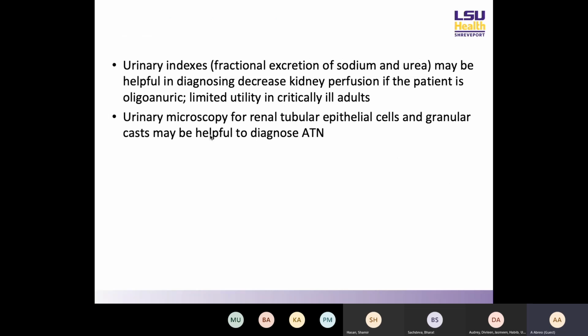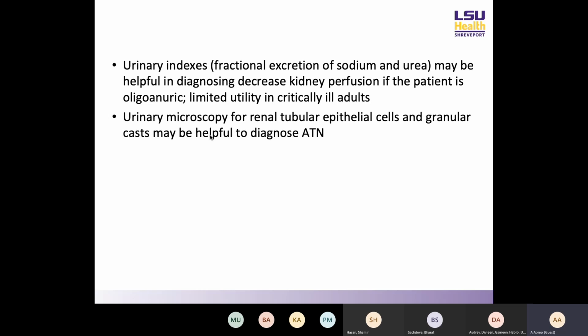So urinary indices can be helpful, but there is a lot of controversy recently. If the patient is oligoanuric, then there may be some utility. There's definitely limitations in critically ill patients. And more recently, when they've looked at these types of laboratory tests, they've actually found that they don't perform very well. Some of the more recent looks at this have kind of broken them into those that perform okay at times, but when they perform badly, they perform very poorly.